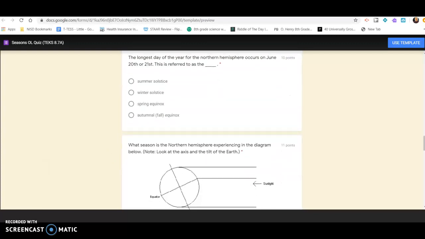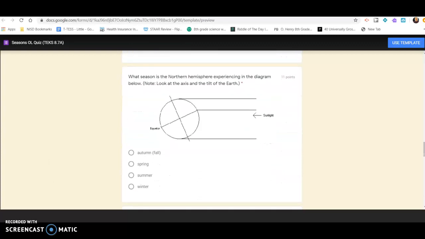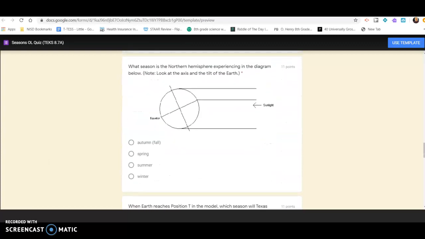Again, kids, make sure that you have looked through the notes prior to taking the quiz. Every single one of these can be answered from your notes, either through the textbook, through HMH Digital, through Texas Gateways, or even through my oral lecture.